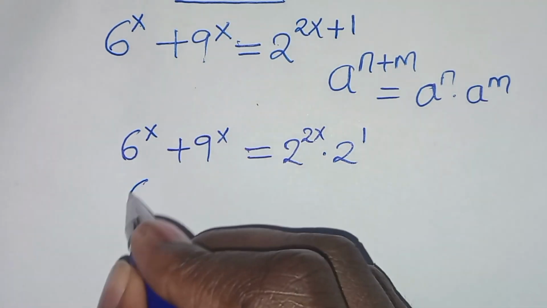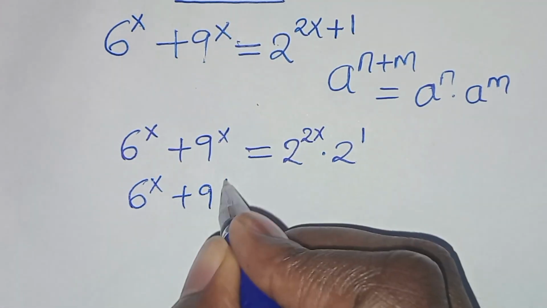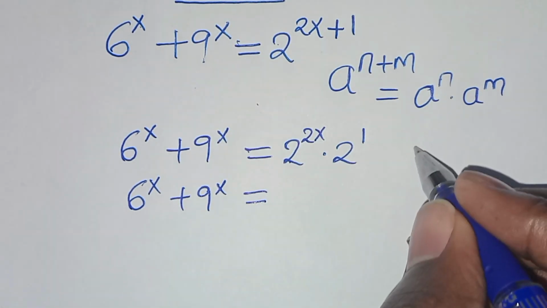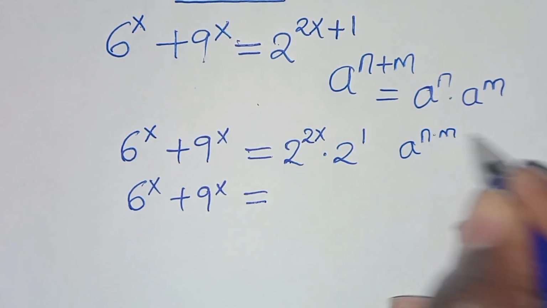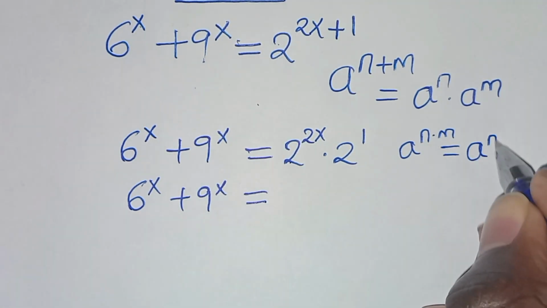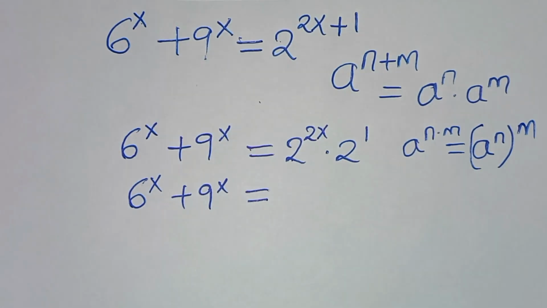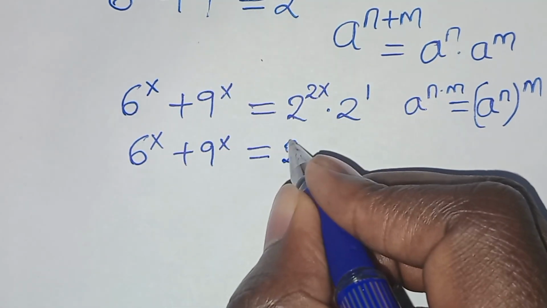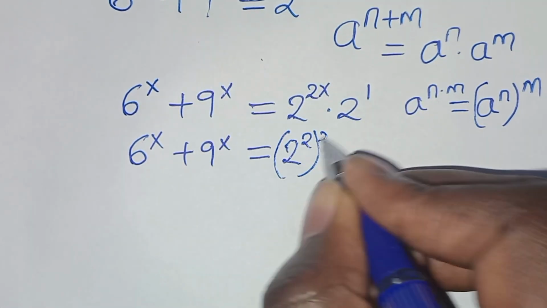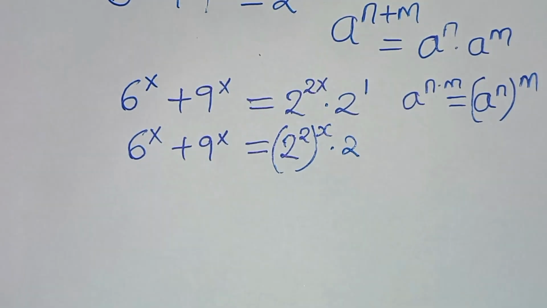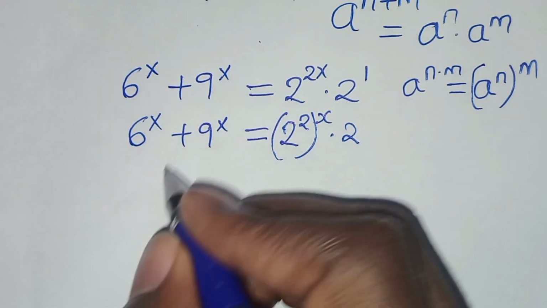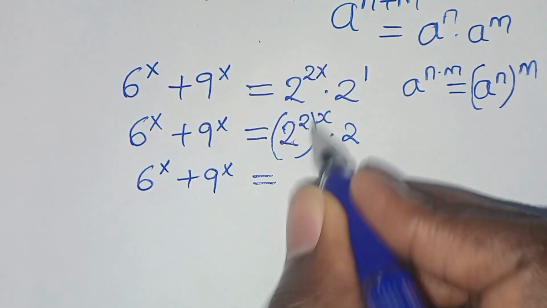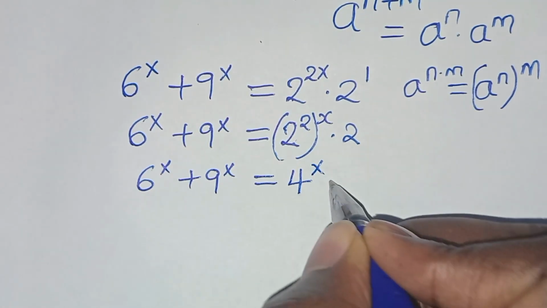The next step we have 6 to the power x plus 9 to the power x. This is equal to, we can express 2 to the power 2x, which is in the form of a to the power n times m, as a to the power of n raised to the power m. Now, applying this exponent property, we have this as 2 to the power 2 raised to the power x times 2. The next step is that we have 6 to the power x plus 9 to the power x. This is equal to 2 squared, this is 4 to the power x times 2.